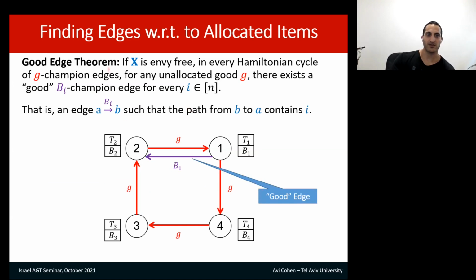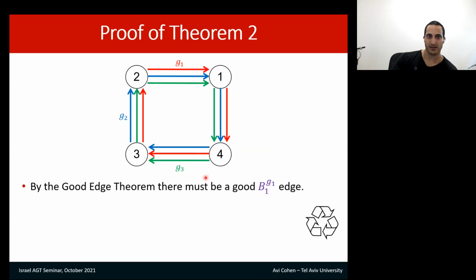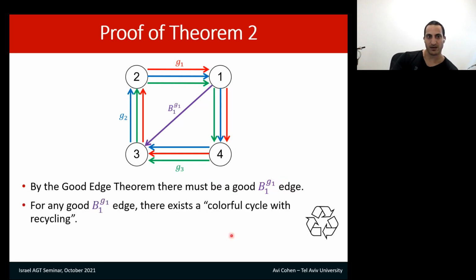So now, using the good edge theorem, and we have the structure from the lemma, we can find many good edges, many edges that will help us find a way to advance, but we just need one. So by this good edge theorem, there must be a good B1 edge with respect to the good G1. Okay, so let's say this is the edge.